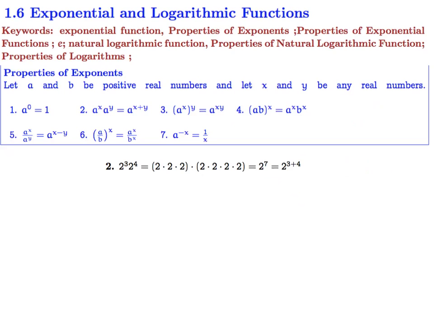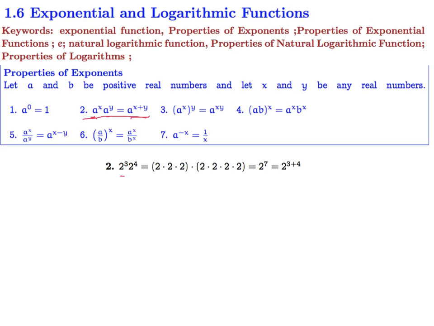So let's go through a few of these. Rule 2 up here says that the shortcut is, if we have a to the x times a to the y, we can add our exponents. Now we want to remember, why is this true?